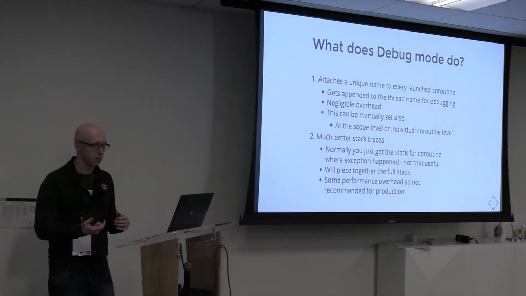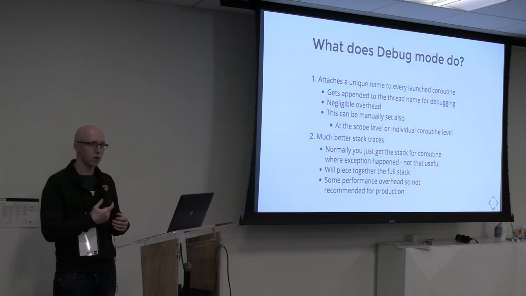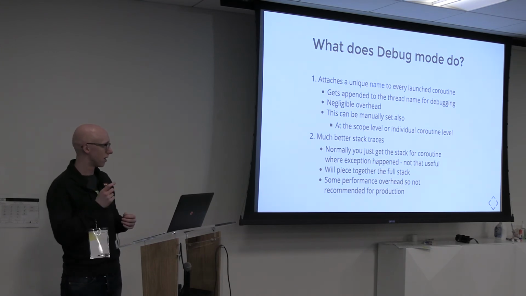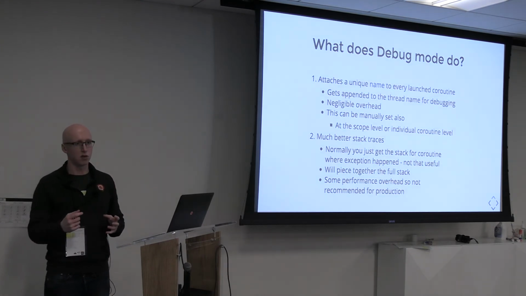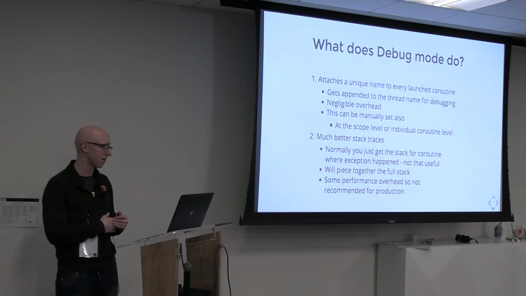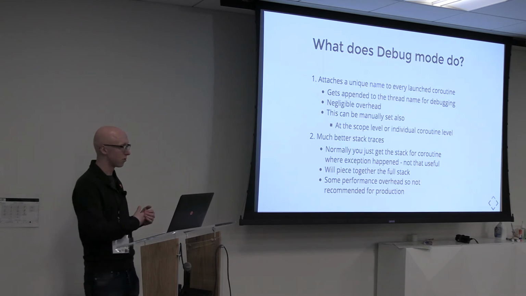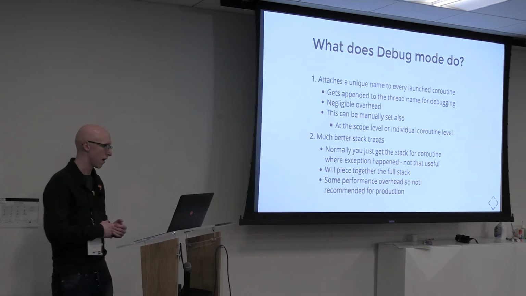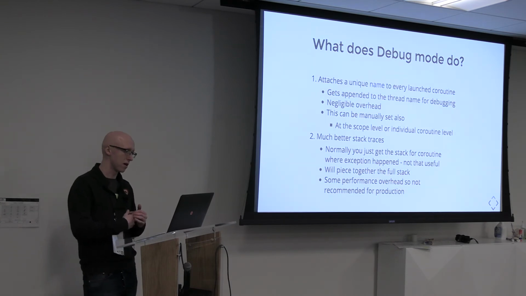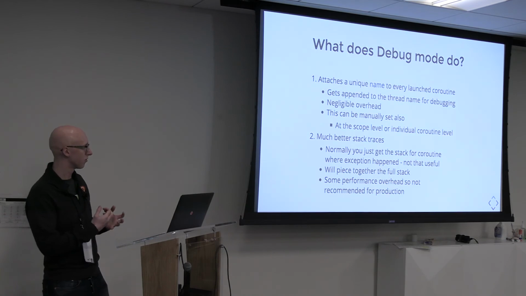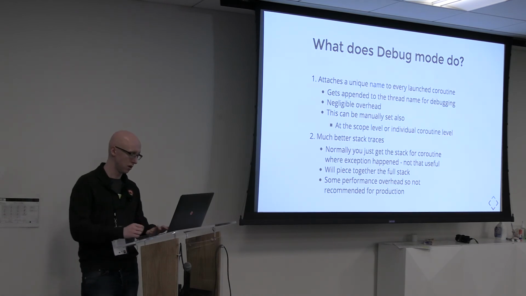Normally, by default, if an exception happens in a coroutine, your stack trace will only contain the stack trace of the coroutine. So if your coroutine is one line long, your stack trace pretty much just contains that, which is not that useful. But with debug mode on, it will piece together the full stack of the different coroutines that were called, which is really, really useful. But there is some performance overhead for this, so it's not recommended for production, but you can enable one but not the other.